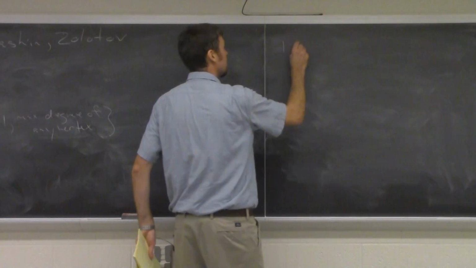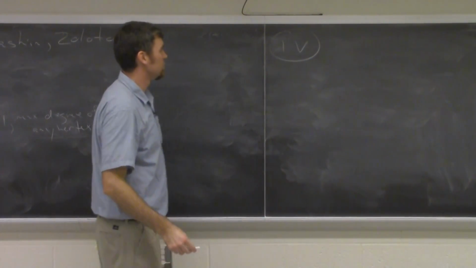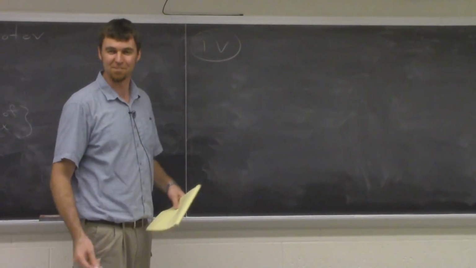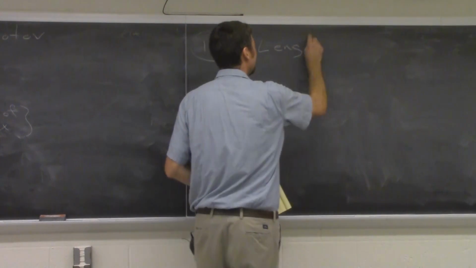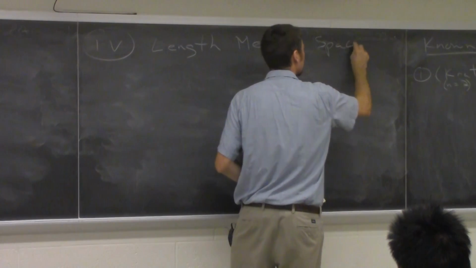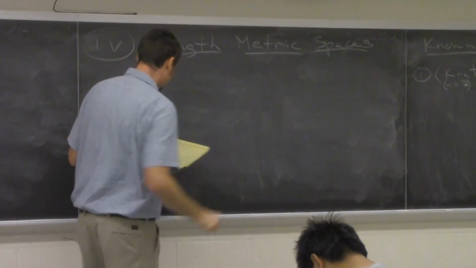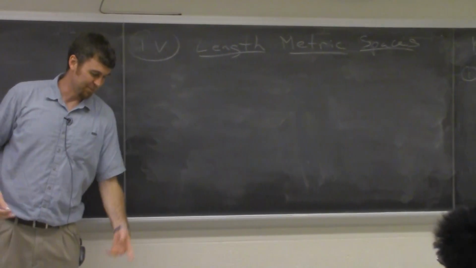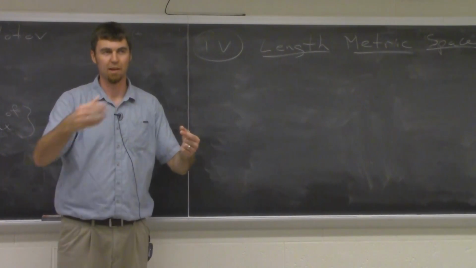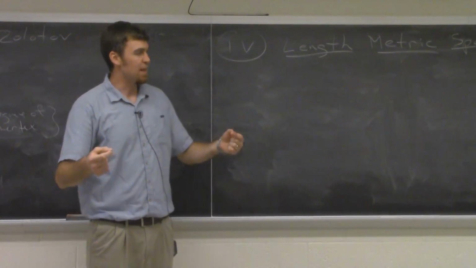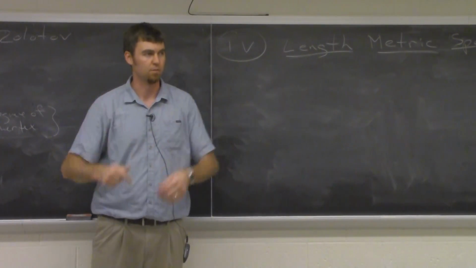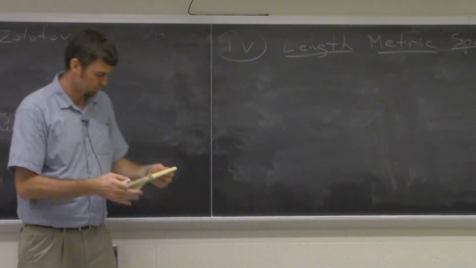So the last part of the talk. The title of the talk was the isometric embedding problem for length metric spaces. So that's for the last 7 minutes. Let's talk about length metric spaces. A length metric space is a metric space where the distance between any 2 points equals the inf of the length of paths between those points. It's a geodesic metric space if that inf is realized, if there exists a path between 2 points whose length realizes the distance.